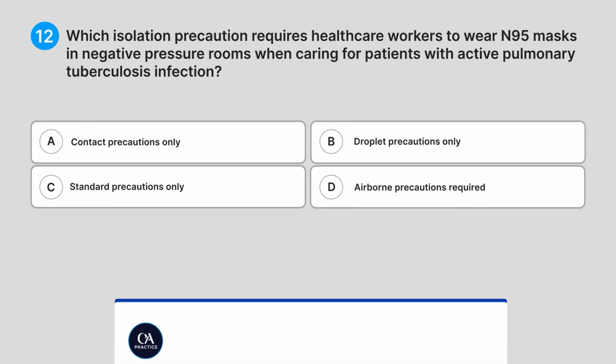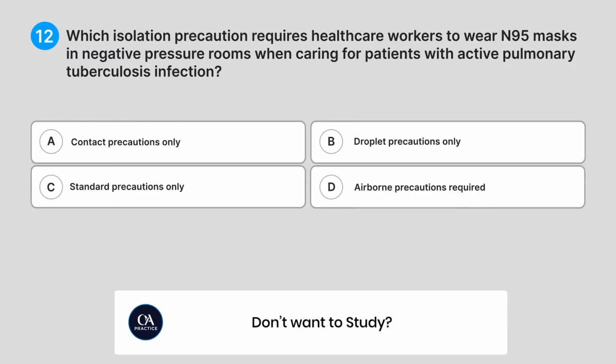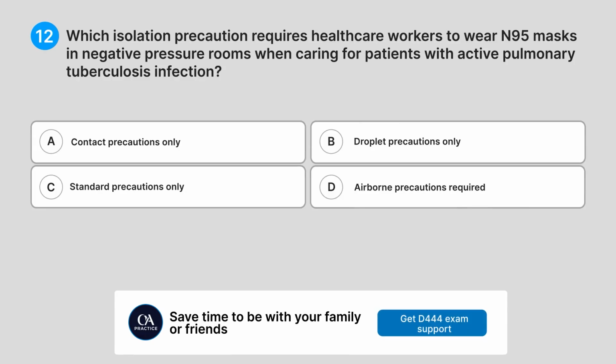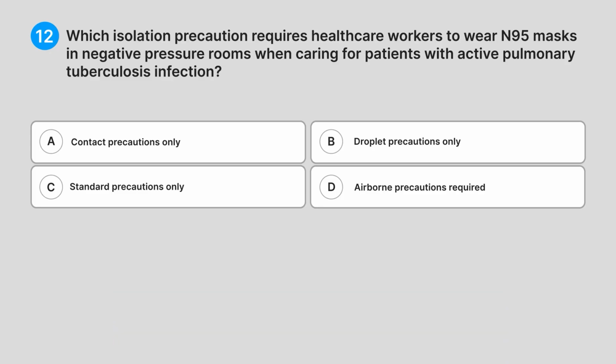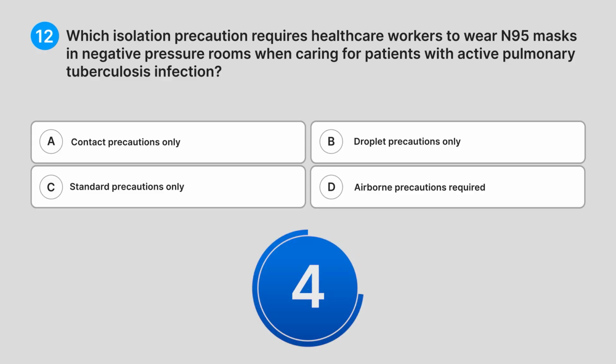12. Which isolation precaution requires healthcare workers to wear N95 masks in negative pressure rooms when caring for patients with active pulmonary tuberculosis infection? A. Contact precautions only. B. Droplet precautions only. C. Standard precautions only. D. Airborne precautions required. Do you know the answer?